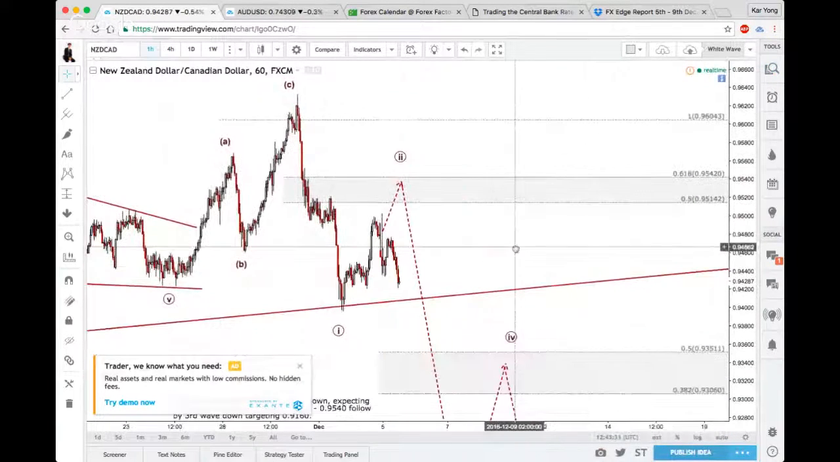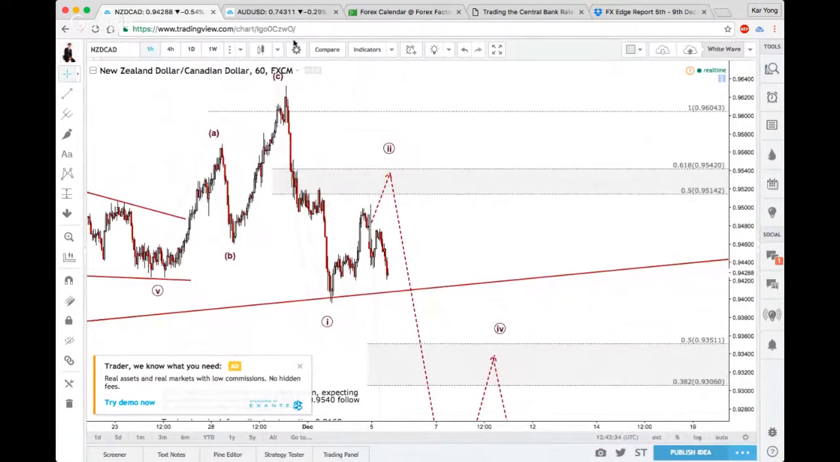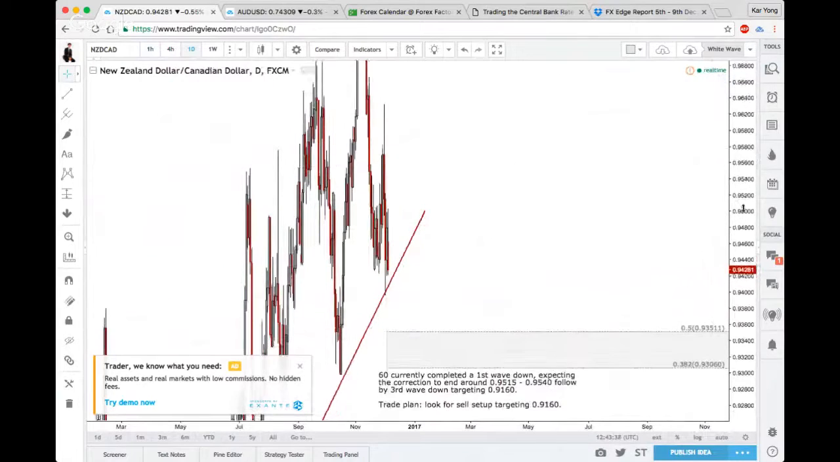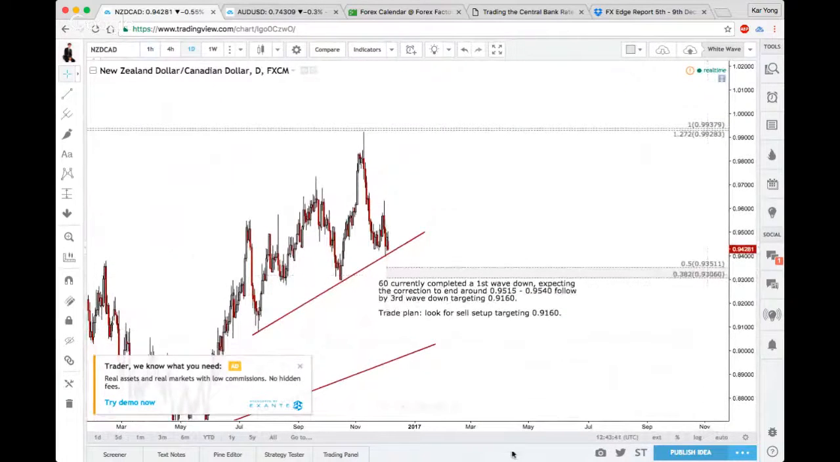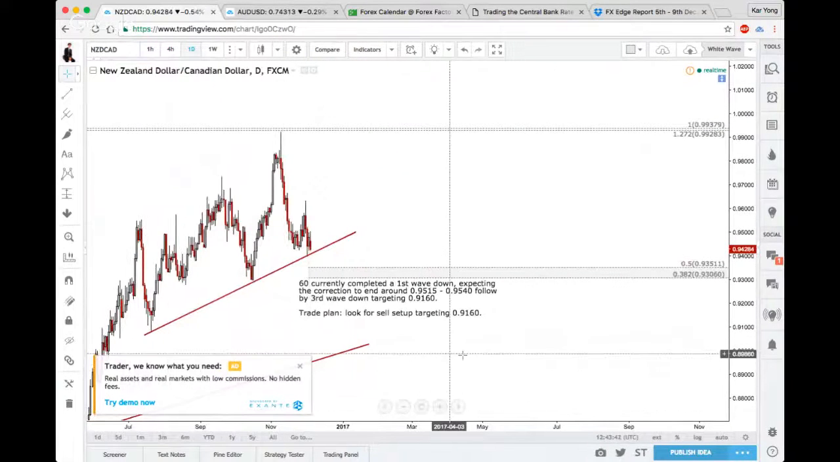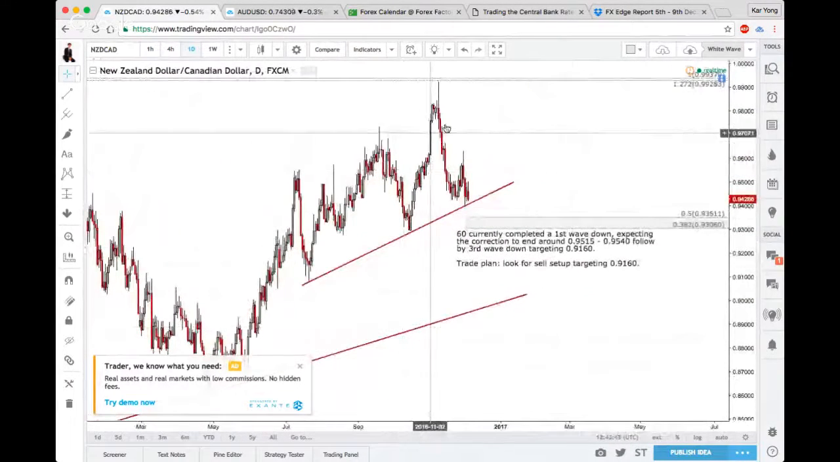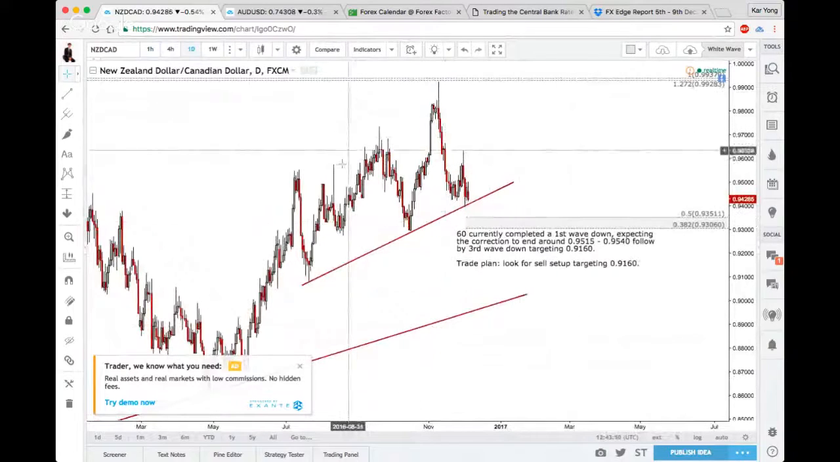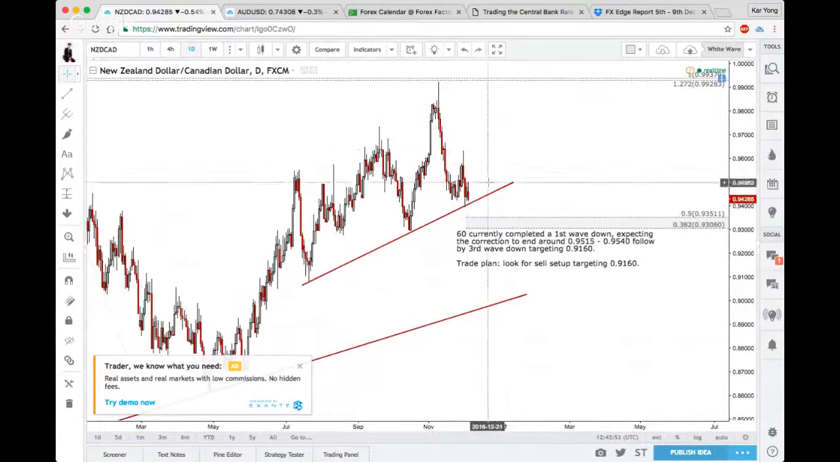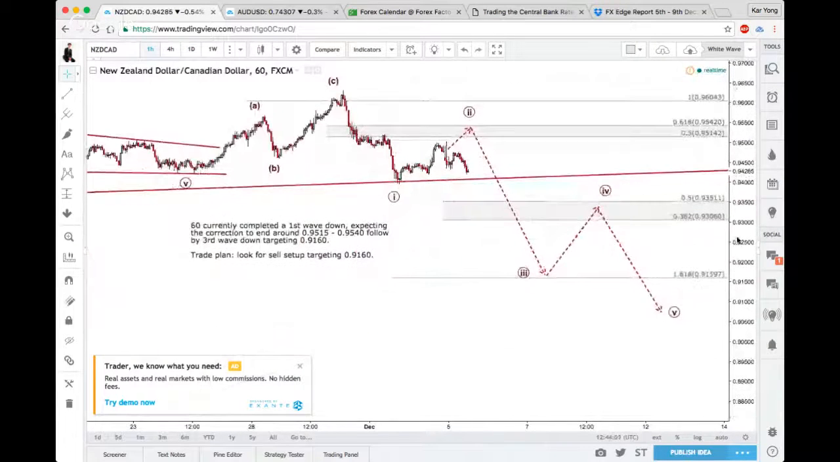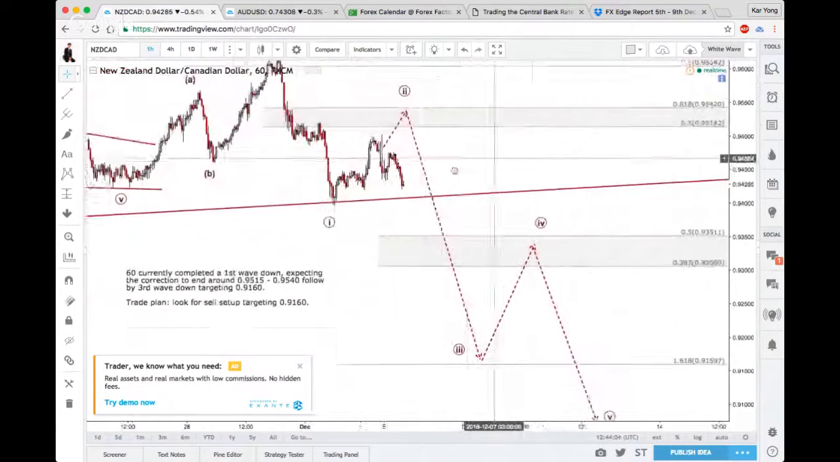Since we're on Aussie CAD and Kiwi CAD, I'll quickly share what we are looking out for on a higher time frame. This is on the daily perspective. This entire move up is a correction, so we are expecting at least a further drop towards this level at 93.05. That is the higher time frame. If I go to a smaller time frame, I'm expecting price to do this.